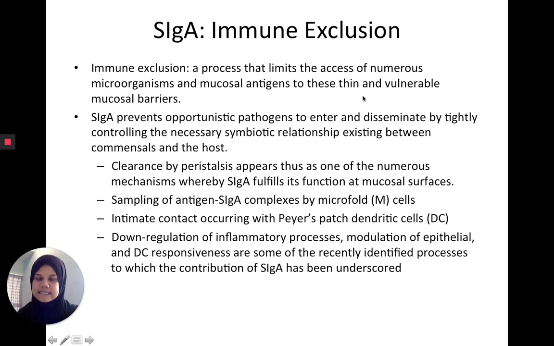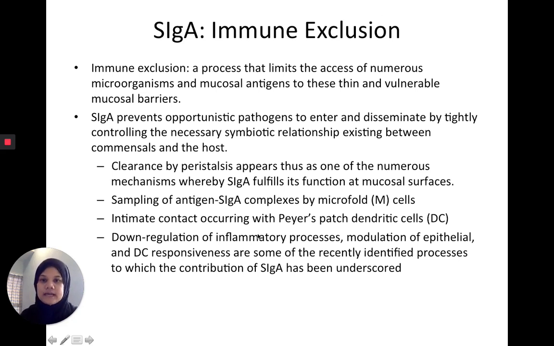So it limits the number of microbes that can actually access the mucosal barrier in the first place. Just by sticking to a lot of the antigens, bacteria or viruses that enter the lumen, it prevents them from sticking to the surface. And then when the gut has peristalsis, they just get washed out and go further down to the large intestine and then get processed out.